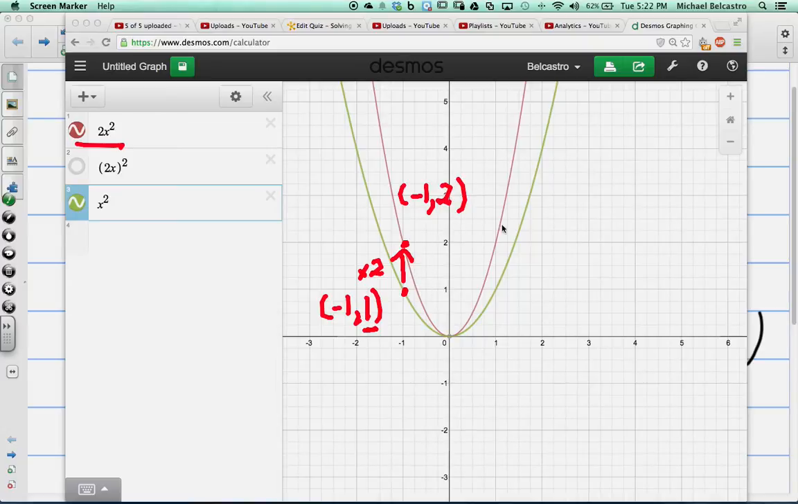This is a vertical stretch. So we've taken this parabola here, and we've pulled it on both ends, upwards and downwards. So I want you to think about that. That's a vertical stretch. Now let's turn that off. We'll get rid of that one.